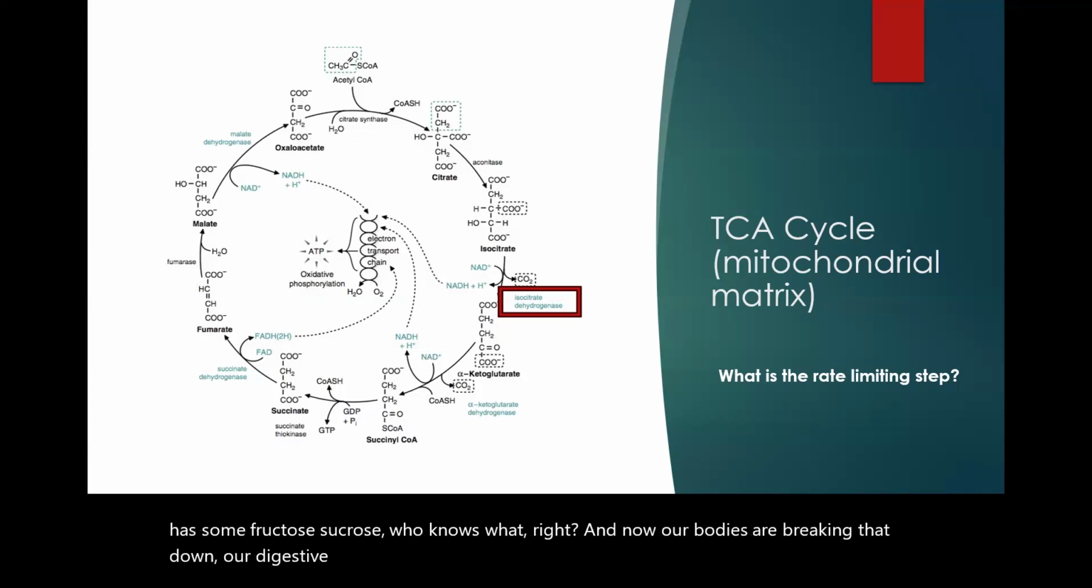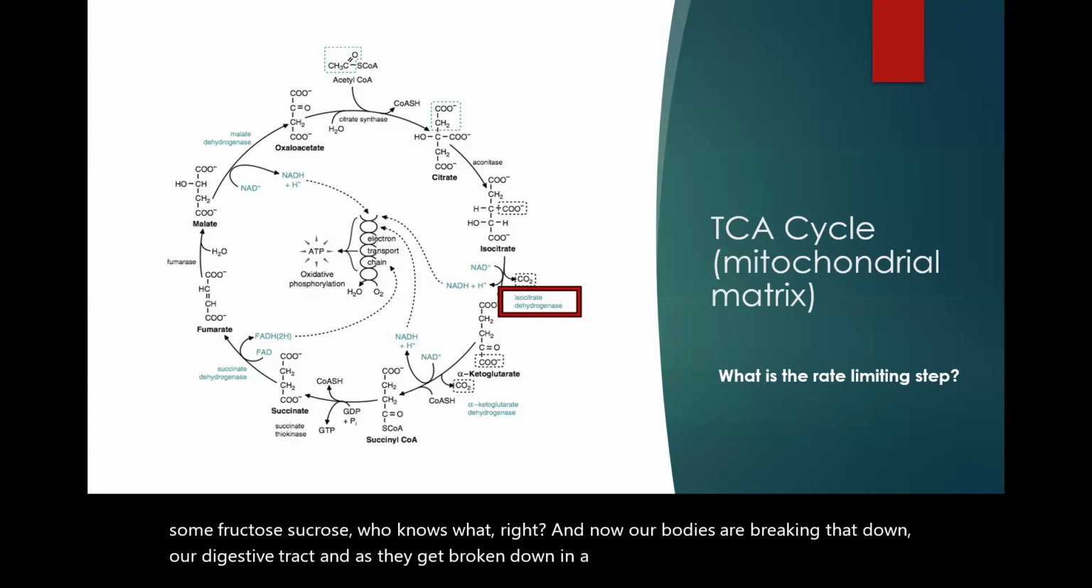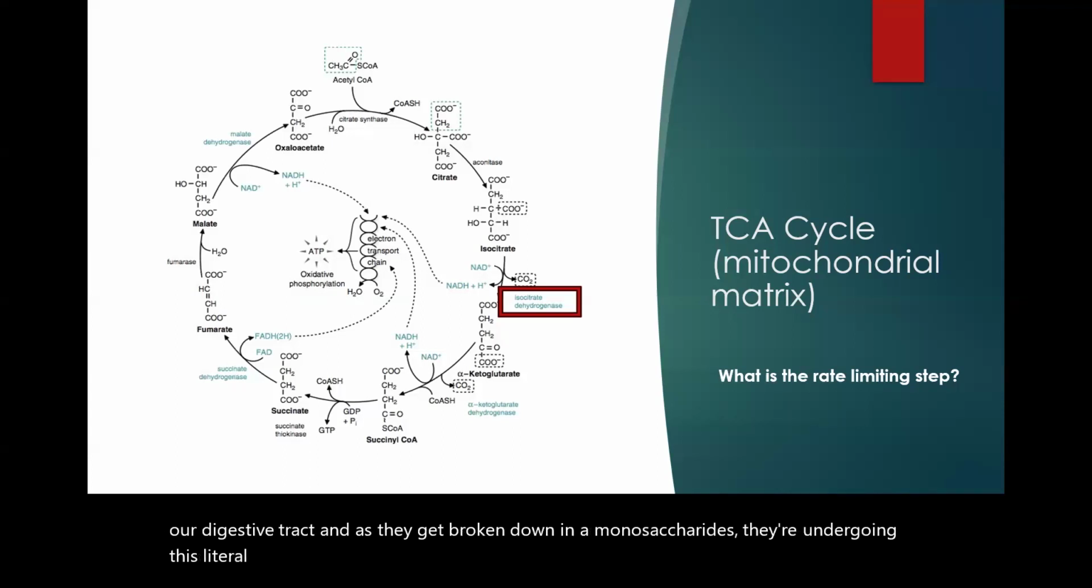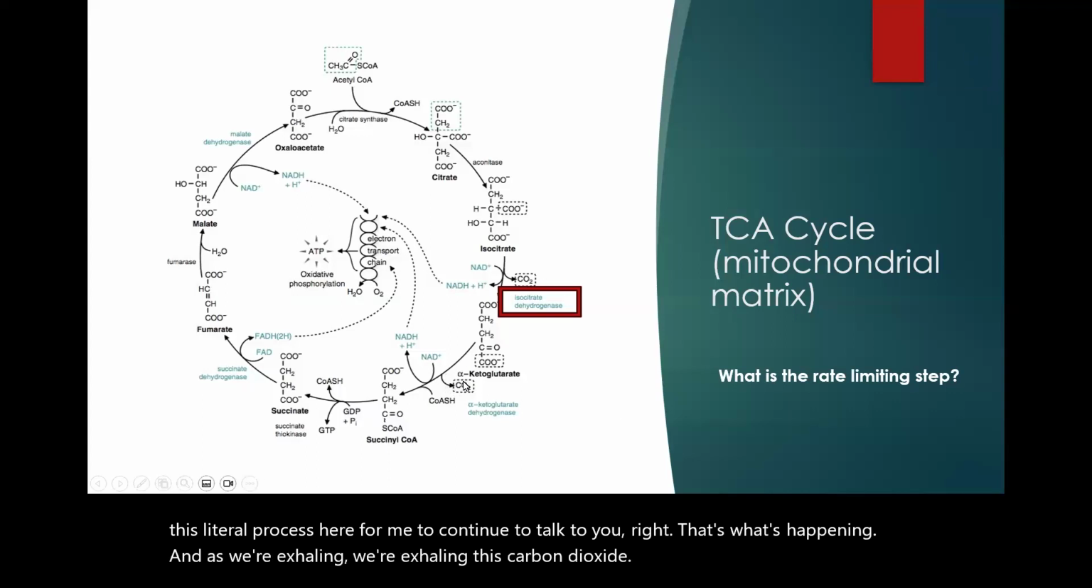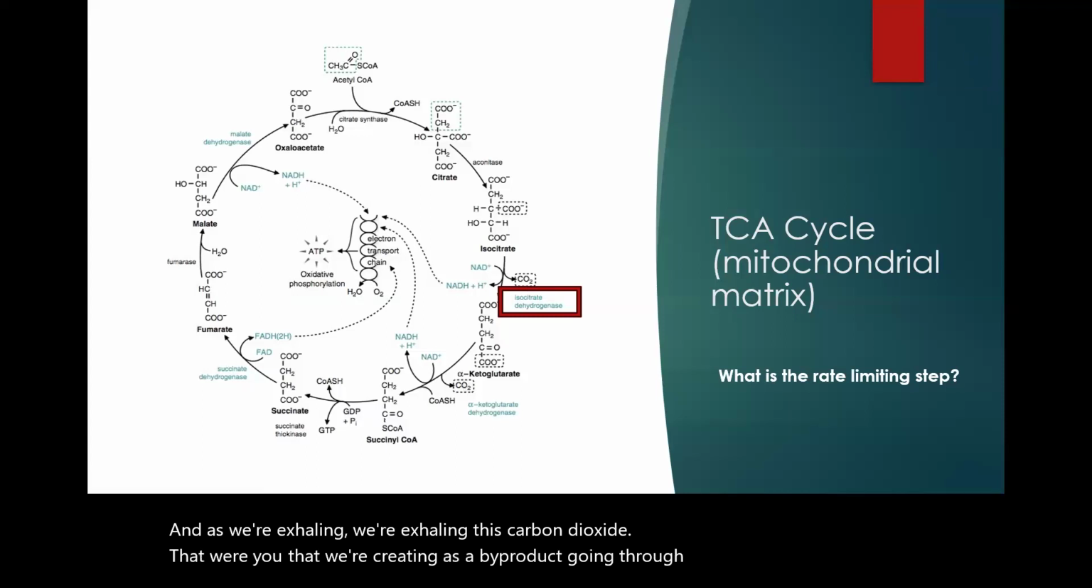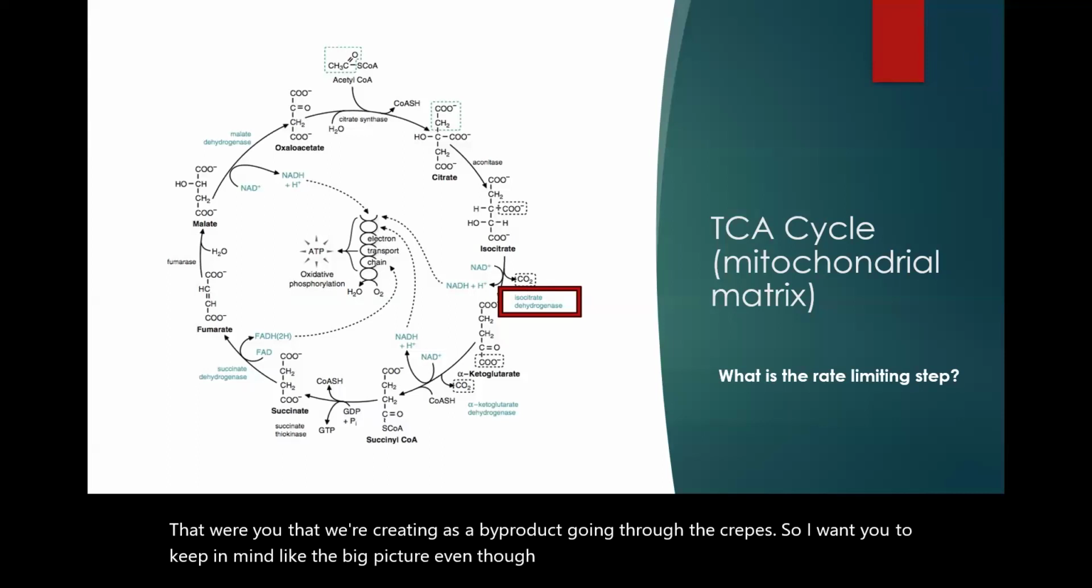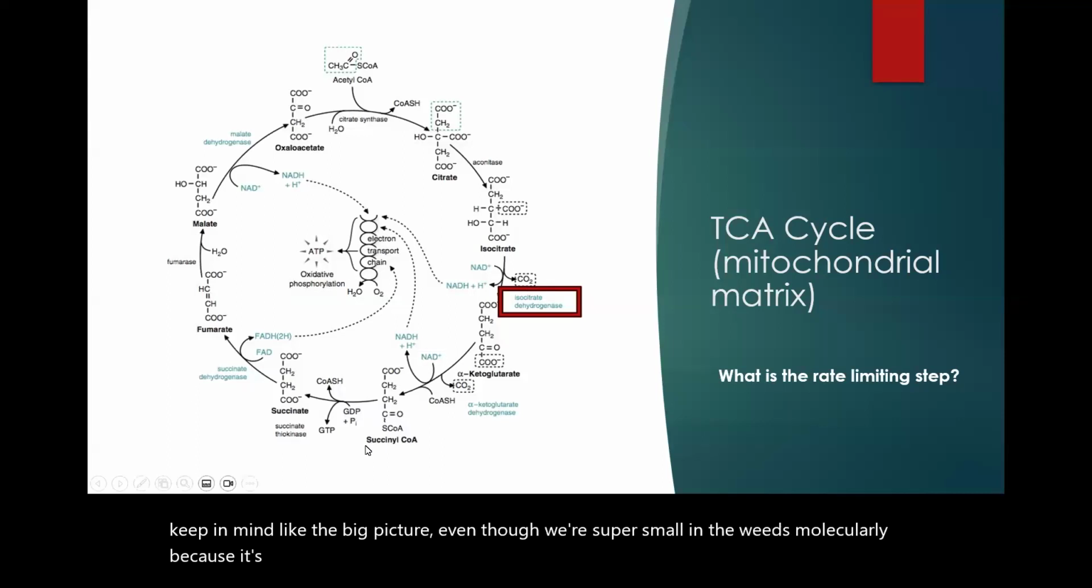And as they get broken down into monosaccharides, they're undergoing this literal process here for me to continue to talk to you, right? That's what's happening. And as we're exhaling this carbon dioxide that we're creating as a byproduct going through the Krebs. So I want you to keep in mind the big picture, even though we're super small in the weeds molecularly, because it's helpful. Okay, so we go through this whole process here.